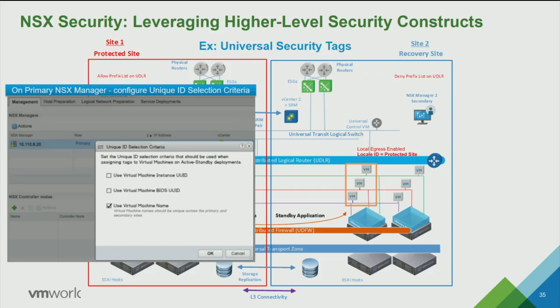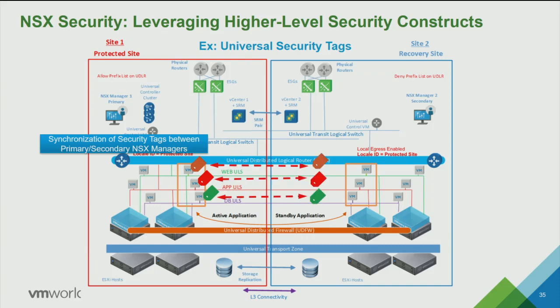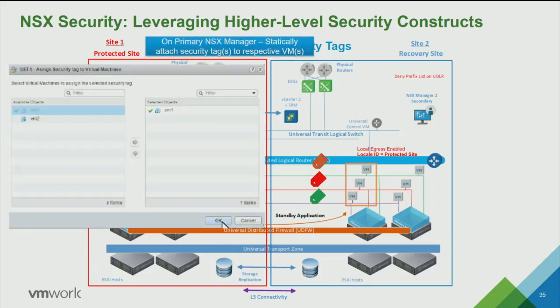So first thing I do is I go to the primary NSX manager, I go to the installation tab, I select my primary NSX manager, and I set a unique selection criteria. Here I select VM name. Next, I create that universal security tag, which will automatically get synced to my secondary NSX manager. Now, on the primary NSX manager, I apply that tag to the respective VMs.